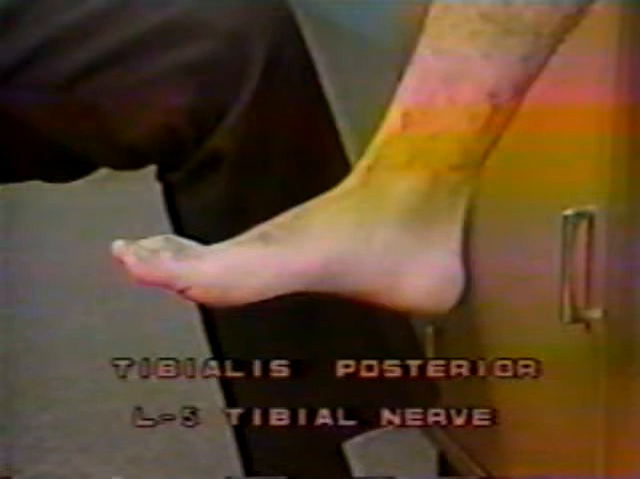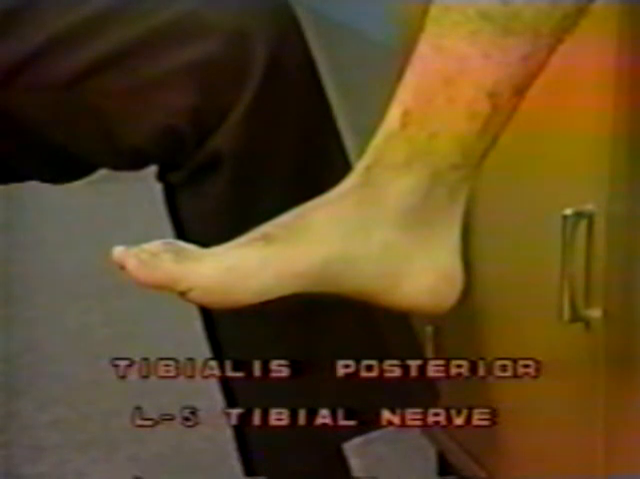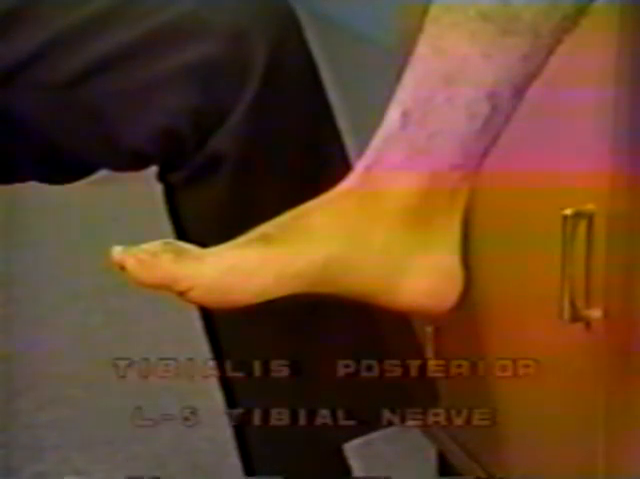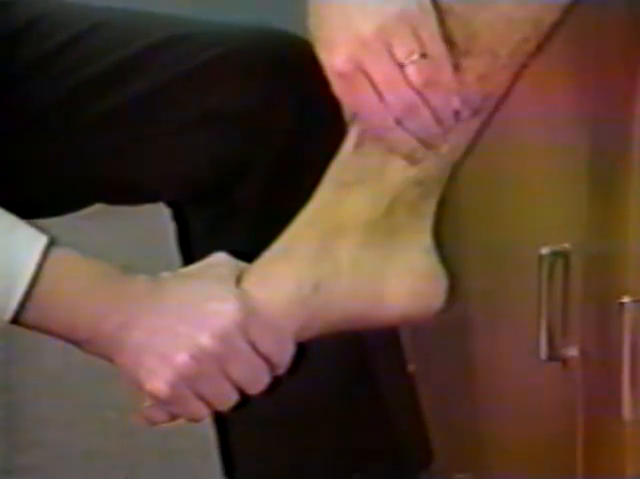Tibialis posterior, L5, tibial nerve. The patient is instructed to plantar flex and invert the foot. While applying resistance to this motion, the tibialis posterior tendon can be palpated behind the medial malleolus.